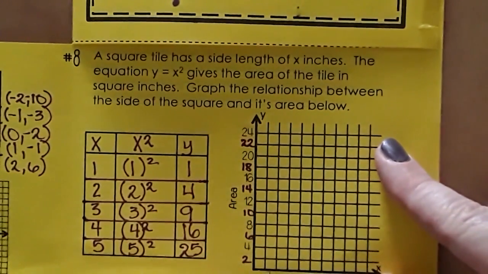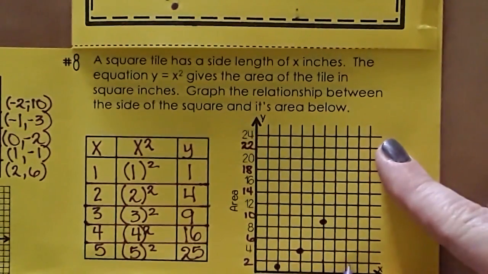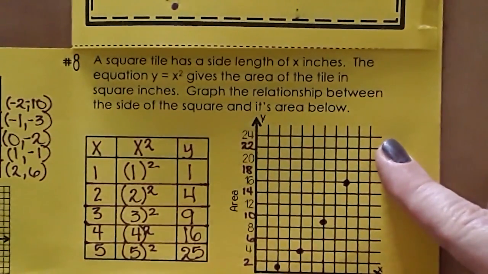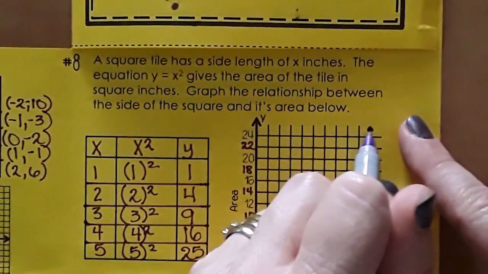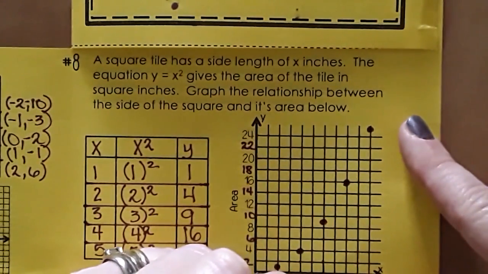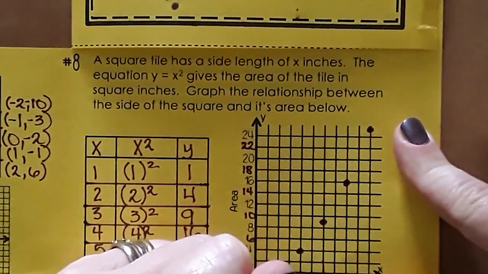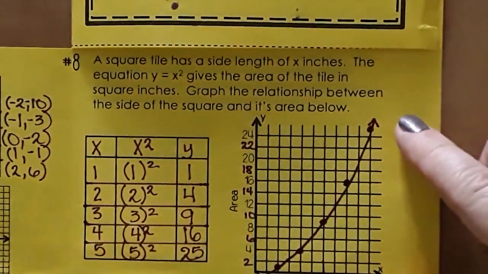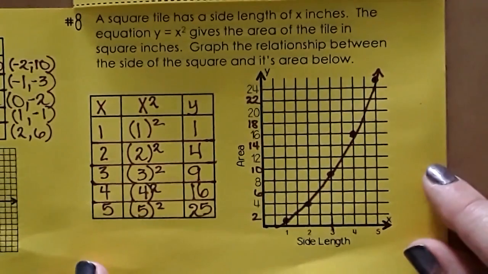Let's start. Our first point is 1, 1. So that's going to be between the 0 line and 2. Next one is 2, 4. Then 3, 9, so halfway between the 8 and the 10. Then I have 4, 16. And then my last one is 5, 25. So I'm just going to go right above the 24 line. I'm not starting at 0. I'm going to draw. And notice it looks a little straight, but it does have a curve. So this is a non-linear equation.